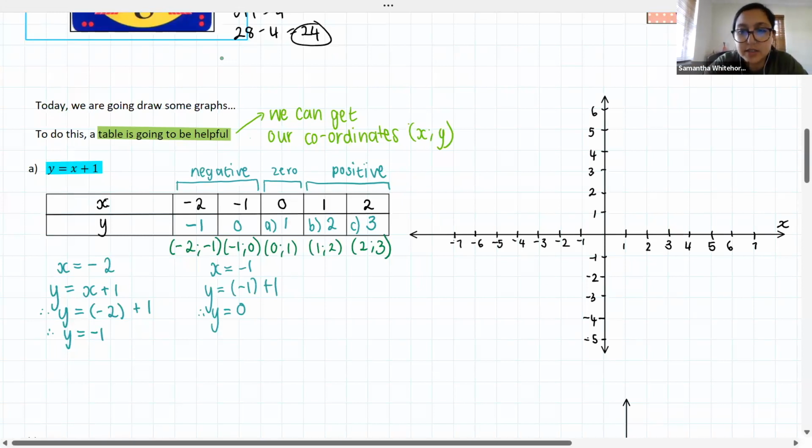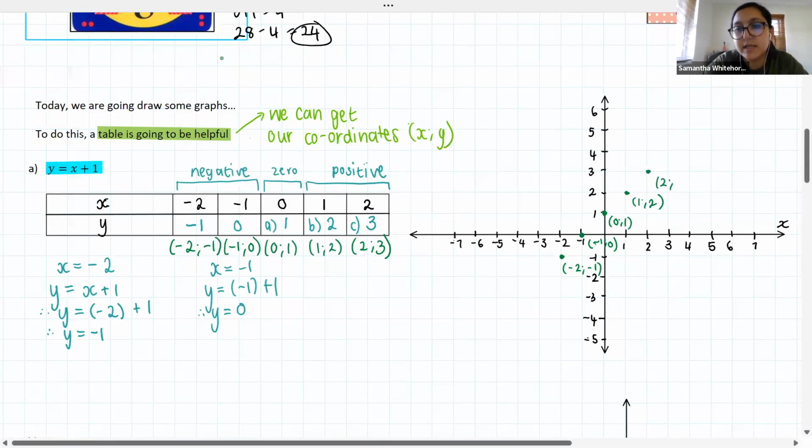So -2, -1, we go to -2 on the x, down to -1 on the y. There's my first coordinate, -2, -1. My next coordinate was -1, 0. So I go to -1 on the x, 0 on the y, which is actually on the x-axis, sorry. And we plot our coordinate -1, 0. Our next coordinate, 0, 1, on the y-axis now. Then we've got 1, 2, and then we have 2, 3.